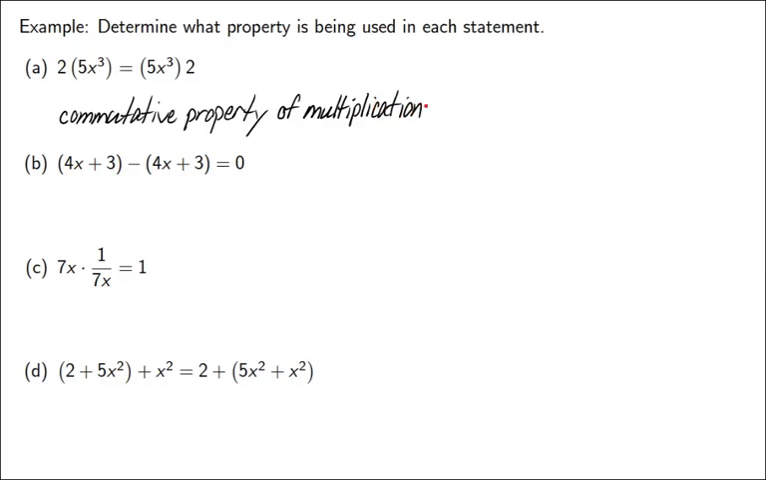Next example. We've got the 4x minus 3 minus 4x minus 3, and this might make a little bit more sense if you look at this as minus is instead plus a negative. Then you've got a number plus its opposite, and this is what we call additive inverse. The next example is pretty similar. You've got a 7x, and you've got its reciprocal, 1 over 7x. This is what we call multiplicative inverse.